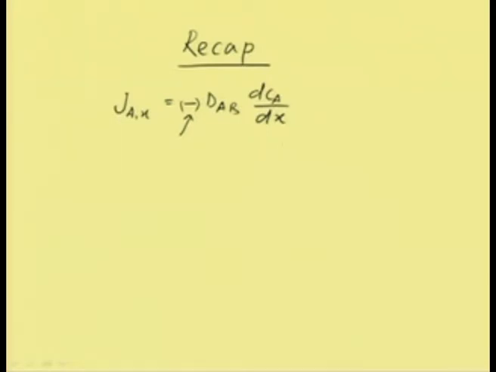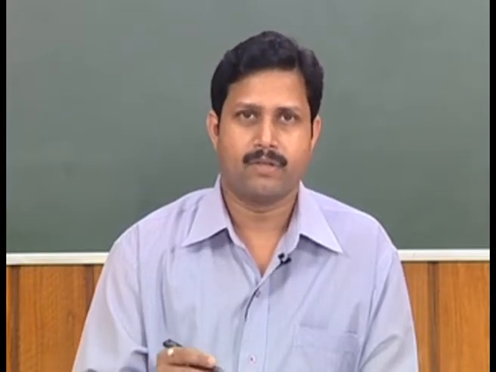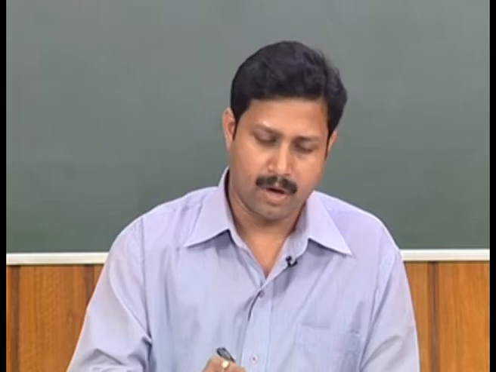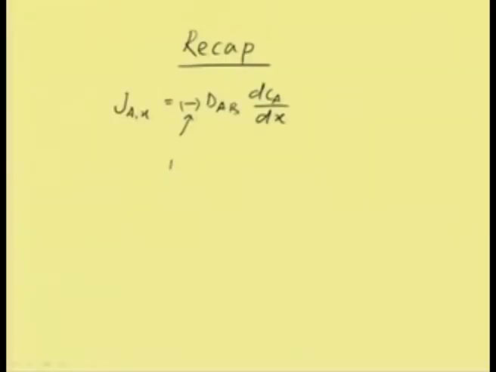And then we have seen for an ideal gas mixture, the diffusion coefficient between component A and B, we call the mutual diffusion coefficient, are equal, and we can write DAB is equal to DBA.